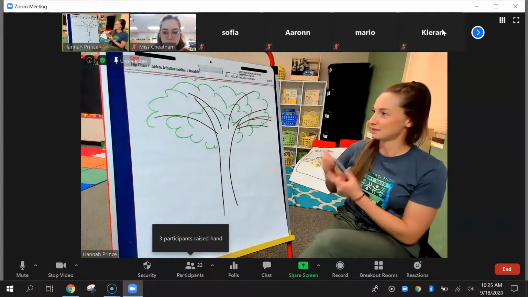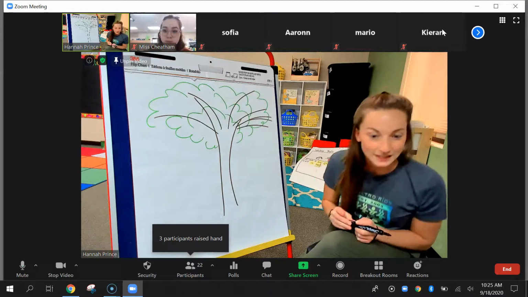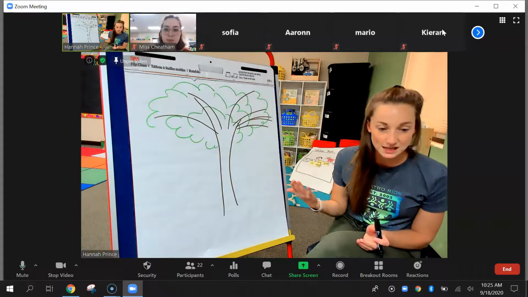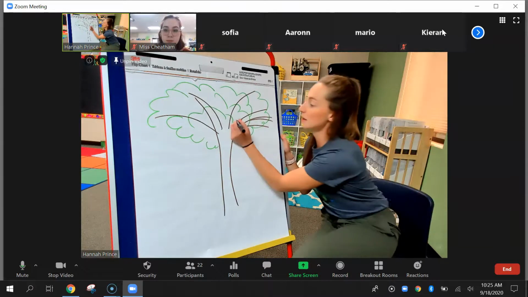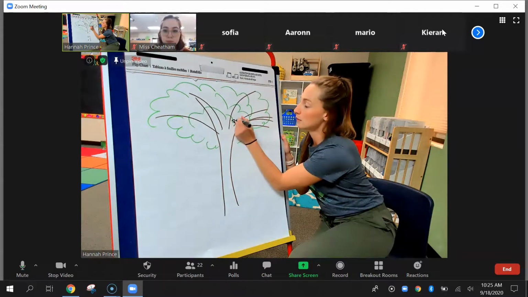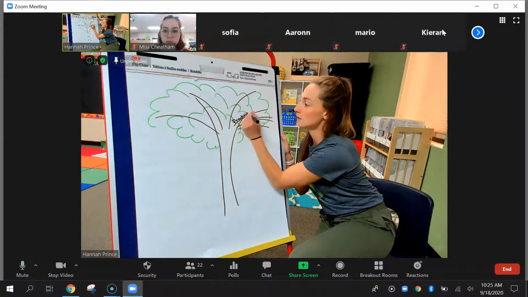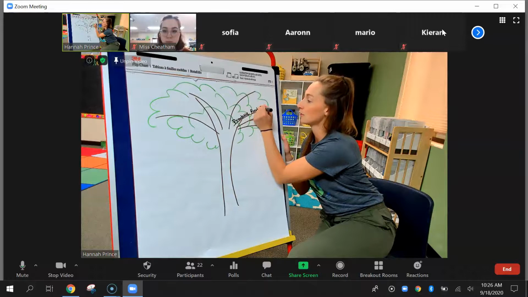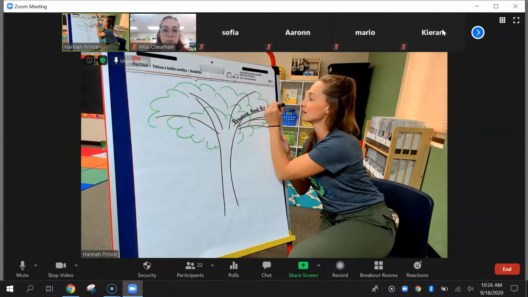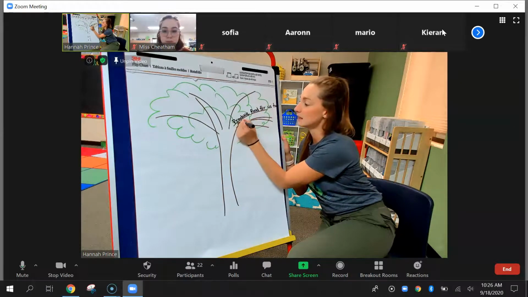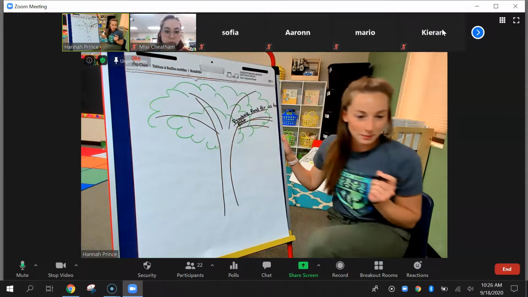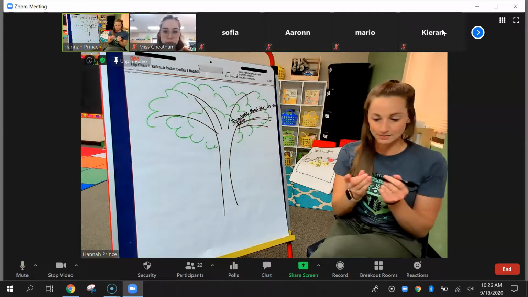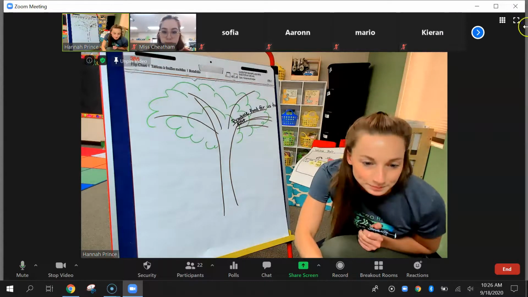To get apples and bananas. Yes, so they produce fruit, right? They produce food for us to eat. So I'm going to put produce food for us to eat. Do you guys see how I wrote it on the branch? You guys are helping me build this tree with all of your beautiful ideas. Thank you, Eli.